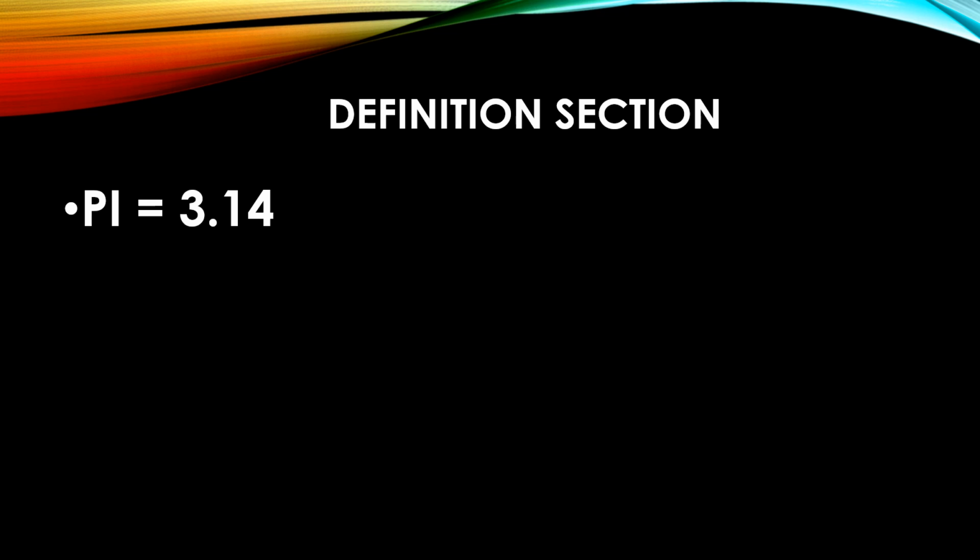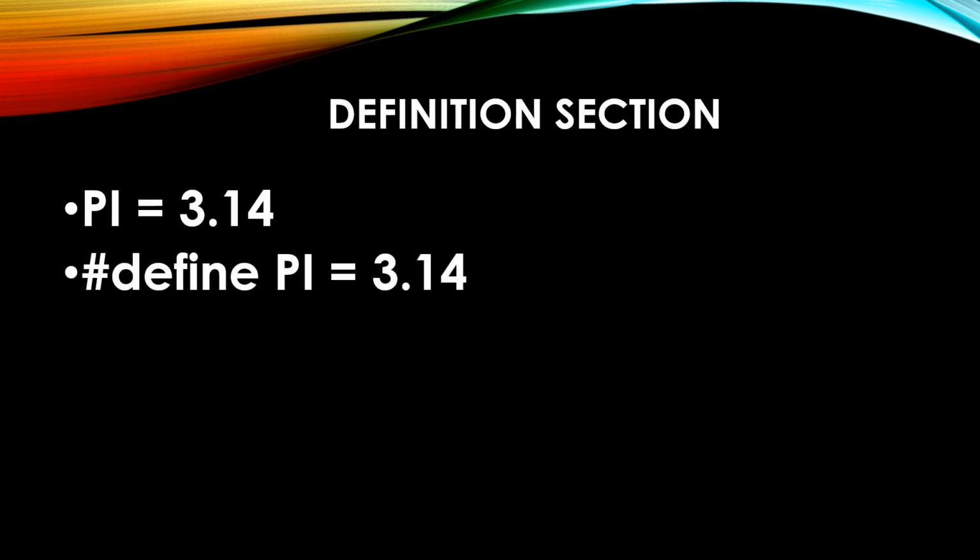Rather than writing 3.14 ten times in the program, you can write hash define pi 3.14 here. If you use this hash define method, then wherever pi is written in the program, suppose 10 times, every pi will be replaced with 3.14. This is the definition section.